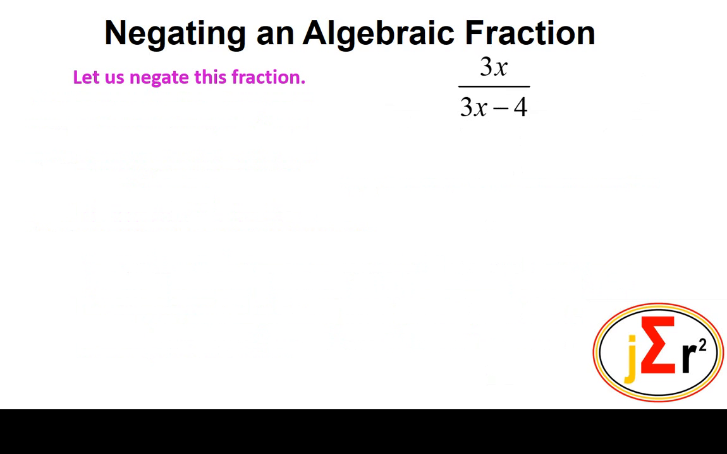Let us negate this fraction. So we have a fraction here to negate. Now we can negate this fraction in any of three ways. One, apply the negative sign to the fraction as a whole. Two, apply the negative sign to the numerator. And three, apply the negative sign to the denominator.